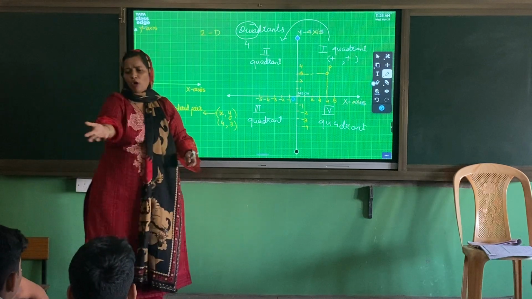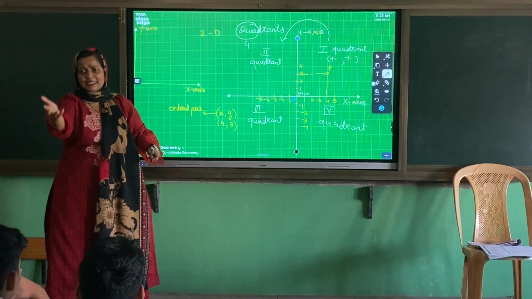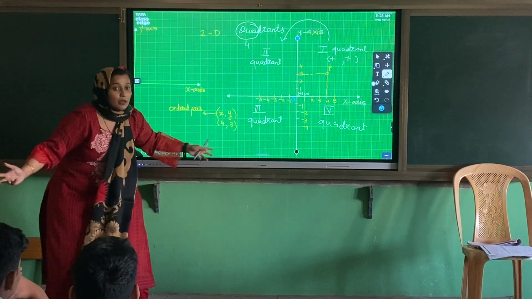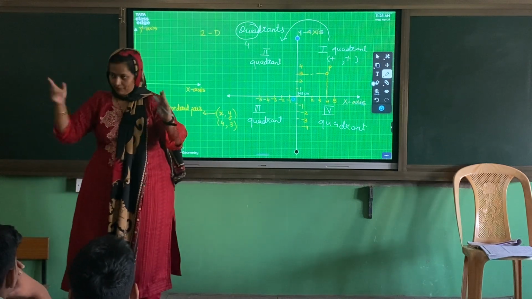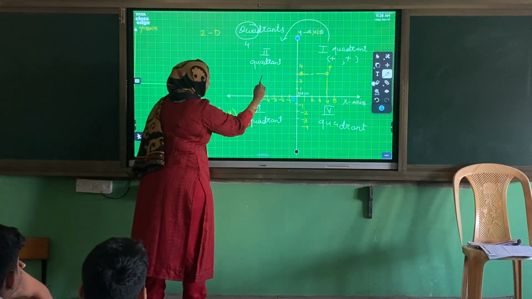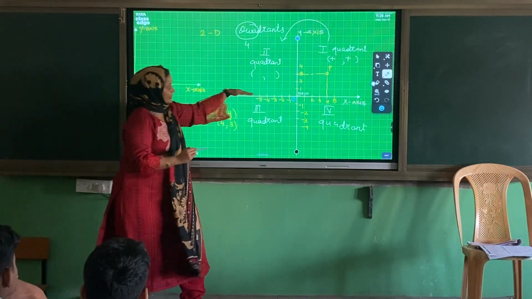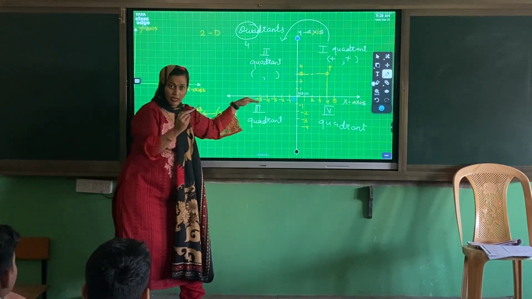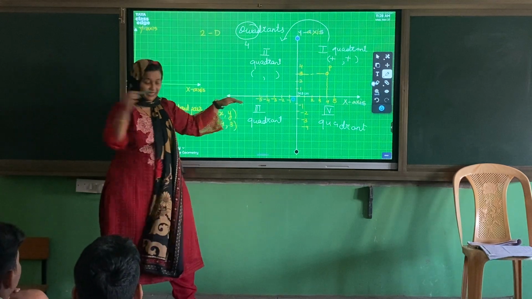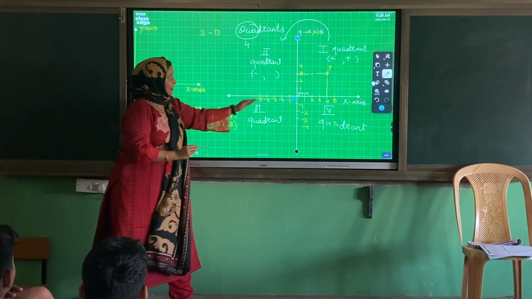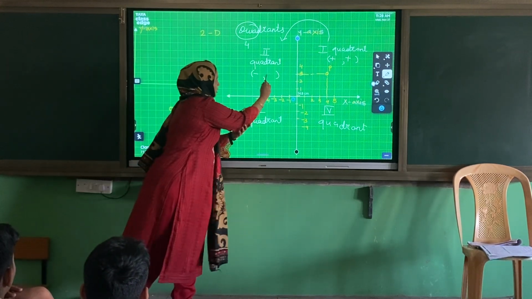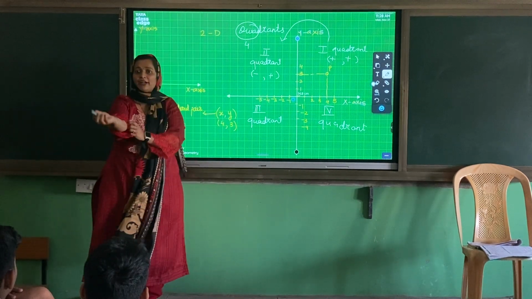Someone said both the coordinates are positive. Why? It is lying in which quadrant? First. Did you understand? Second one. See here again, ordered pair. Minus on the x-axis. This one is sleeping, and it is on the negative side. And on the y-axis it will be plus. So the ordered pair for the second quadrant will be minus and plus.